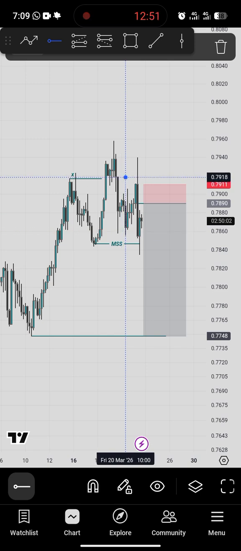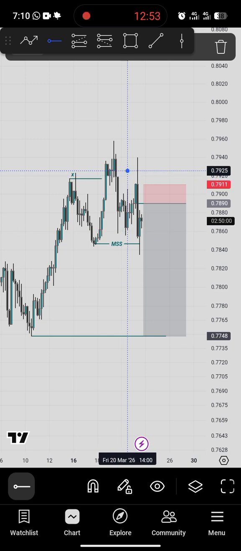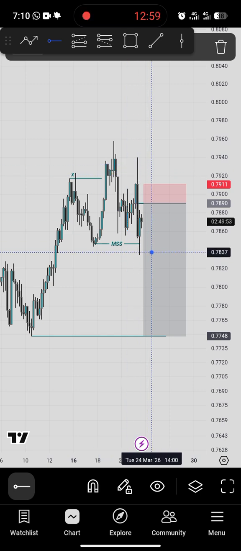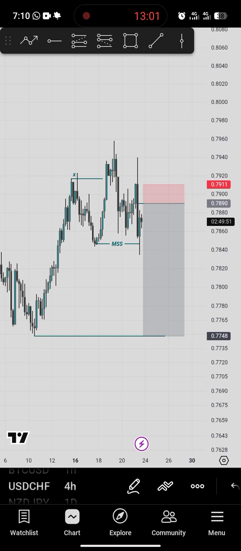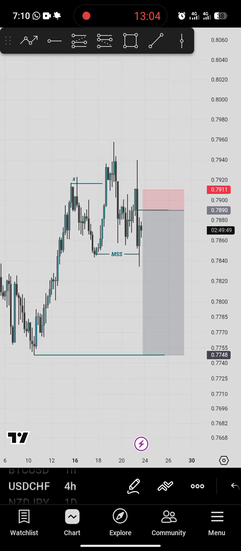I did not even wait for it to reach this area where I want to enter for the sell. But the moment price tapped into this area, what happened? Price sold. Do you get now? So that is for this particular pair, which is USDCHF.